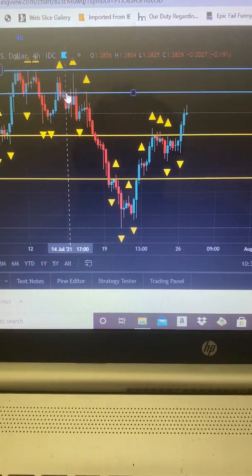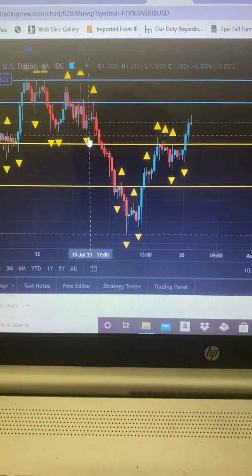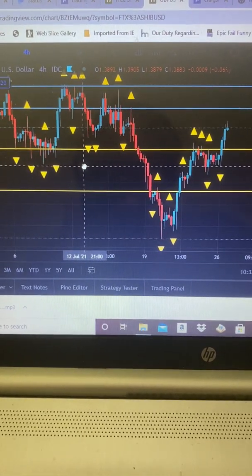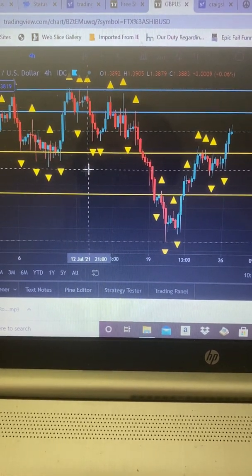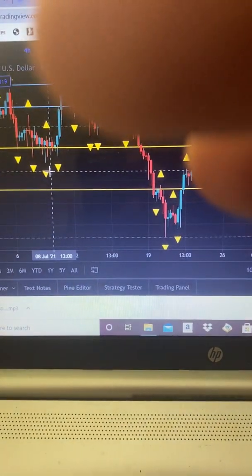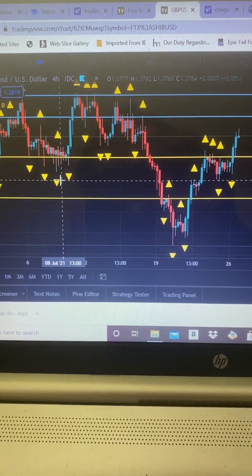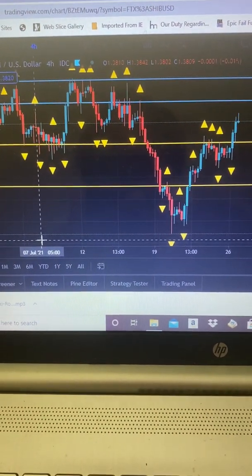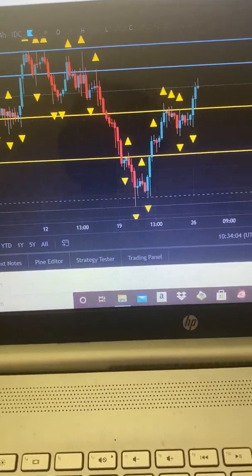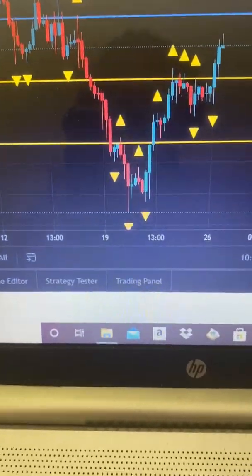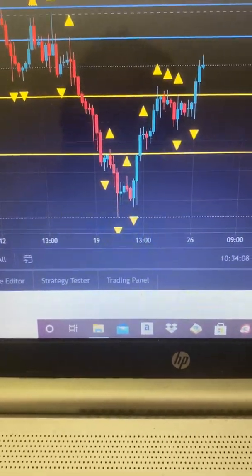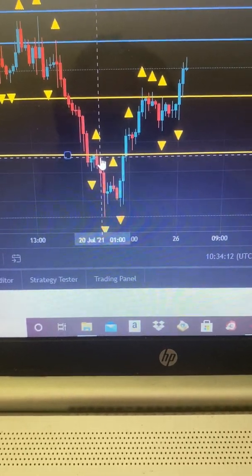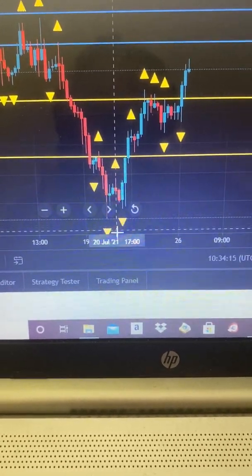So with fractals, depending on what time frame you're looking at, you can really get great entries in. So like when the market pushed down right here, that fractal, if you would have bought in right there, you'd have just got stopped out, and it would hit your stop loss.